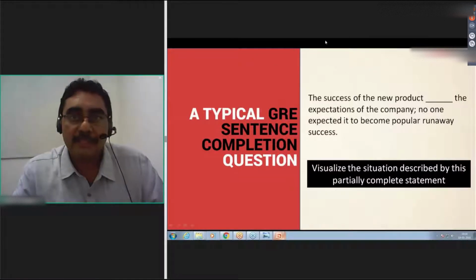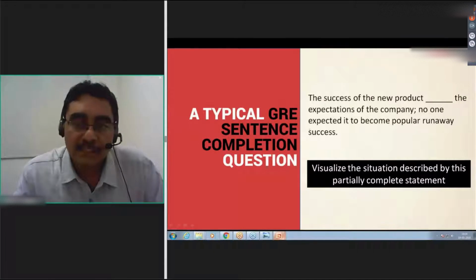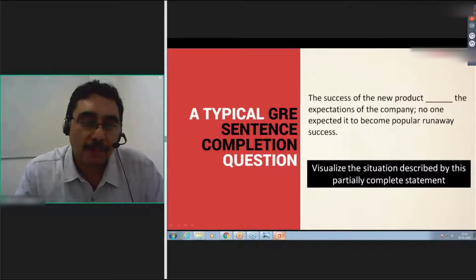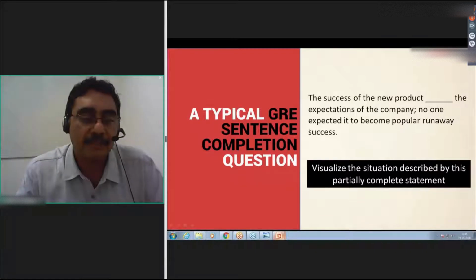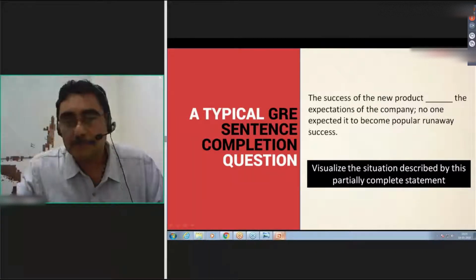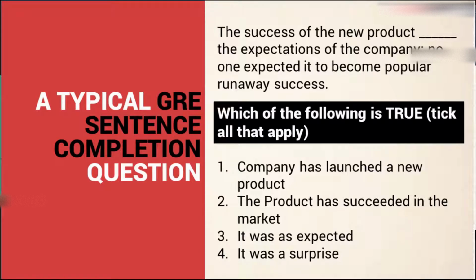Can you read this sentence? Okay, and can you try to visualize the situation described by this partially completed sentence? This sentence is partially complete. There is a blank. Can you visualize? So tell me which of the following is true: 1, 2, 3, 4. Based on what you gather from the incomplete sentence, which one is true? Just pick out the ones that you feel are correct, of 1, 2, 3, 4.